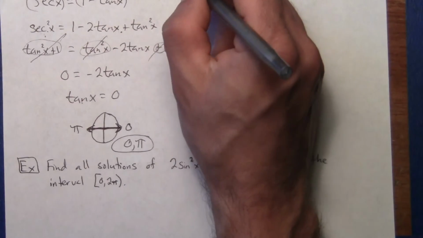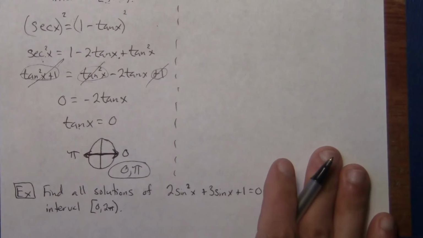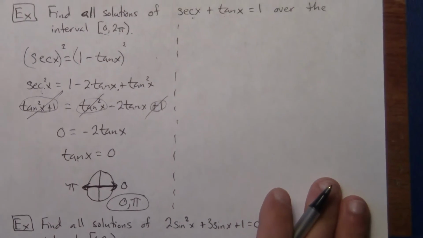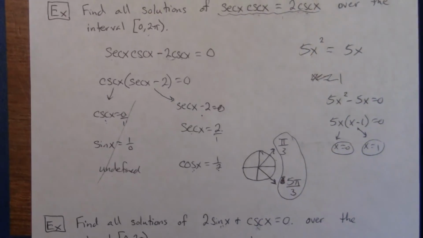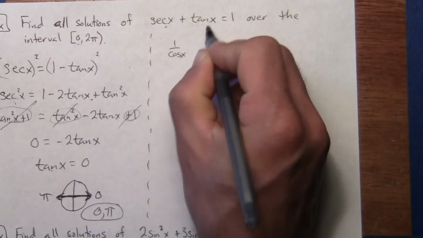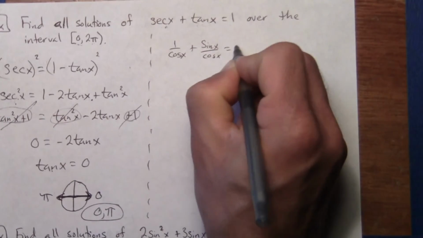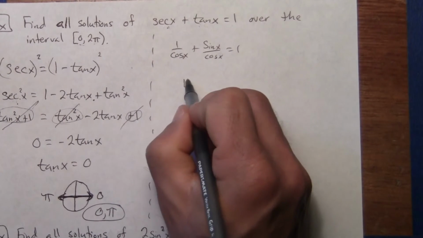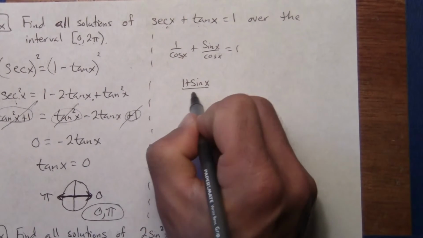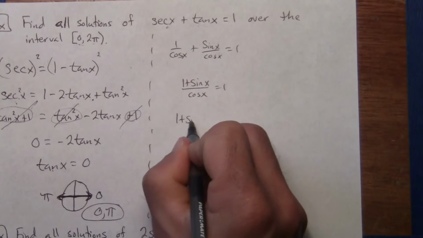Alright, let's say I tried this a different way. Let's say that I did the same kind of strategy I did for maybe one of these back here where I got a common denominator and combined them together. I know this is 1 over cosine. I know this is sine over cosine. They already have the common denominator. So if I combine them, I would get 1 plus sine x over cosine x equals 1, and I could cross multiply here.